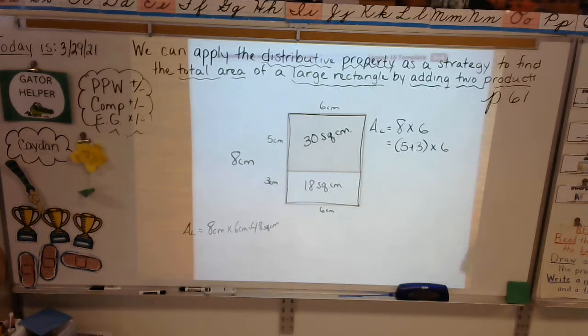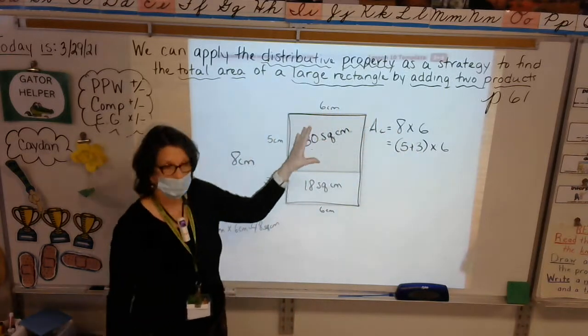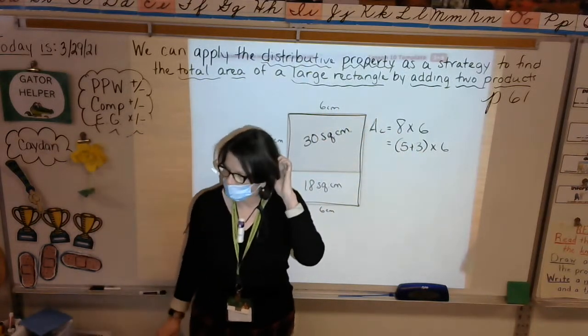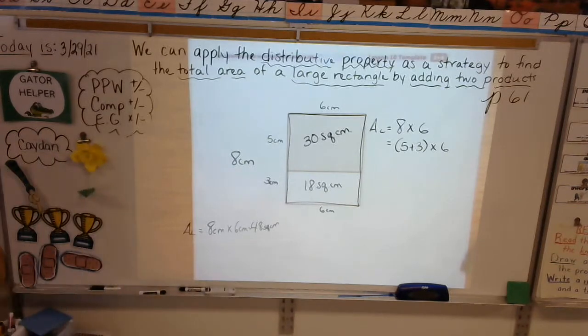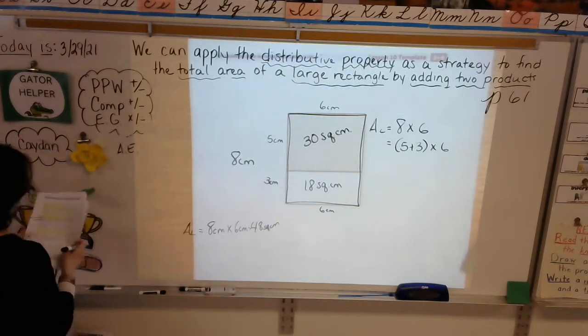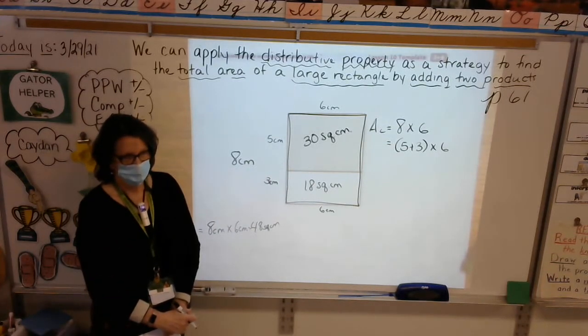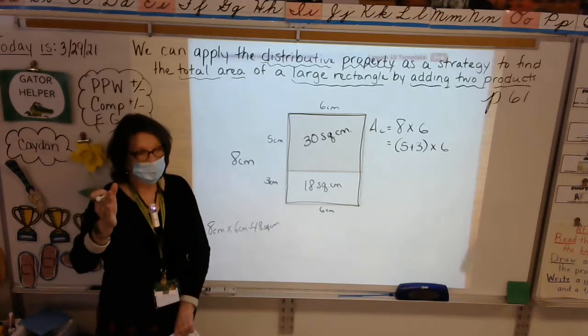Okay, B partners. Let's look and see. How does this 5 plus 3 represent our picture? So B partners, talk to your A partners. How does that 5 plus 3, how do you see that in your picture? Do you agree? 5 plus 3 represents 8 because 5 plus 3 equals 8. So it would be 5 plus 3 would just end up being 8 times 6. Very good.